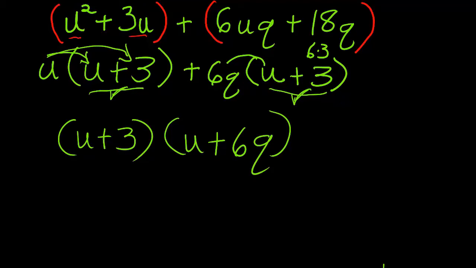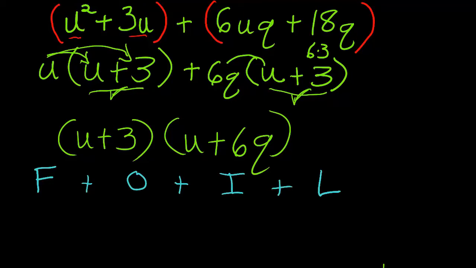But how do you know you're right? How do you know you're correct? Well, here's how. I'm going to FOIL these two factors. F, O, I, L. And remember, there's an understood plus between the first, the outside, the inside, and the last.